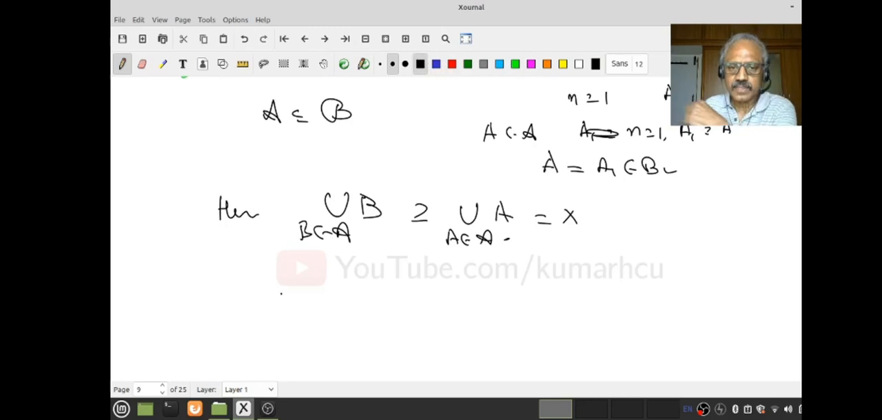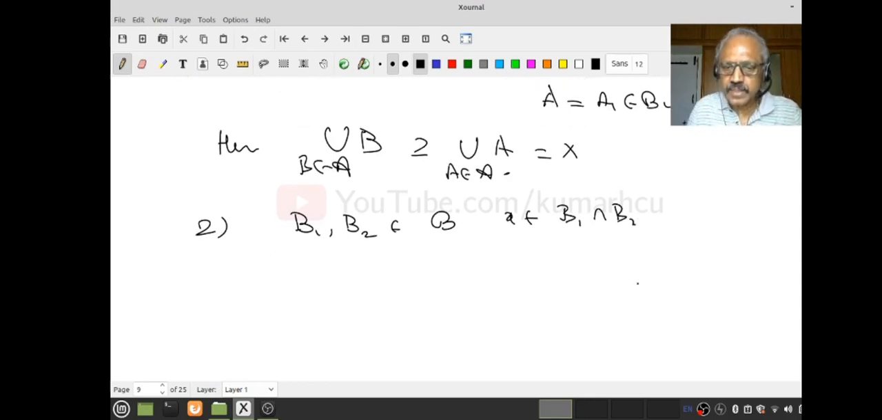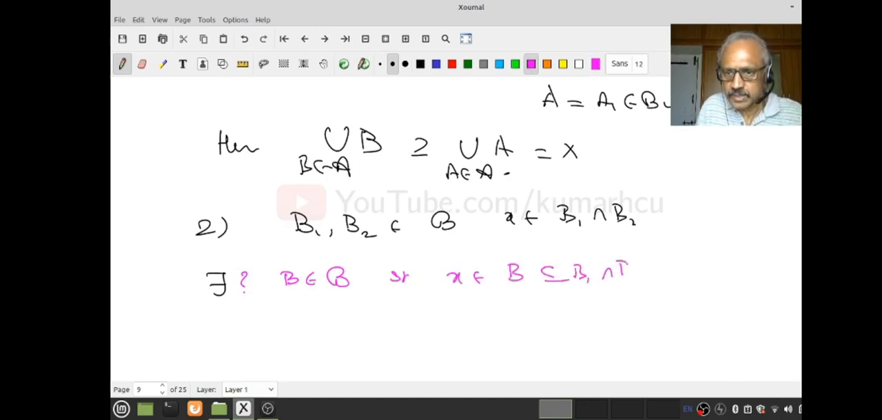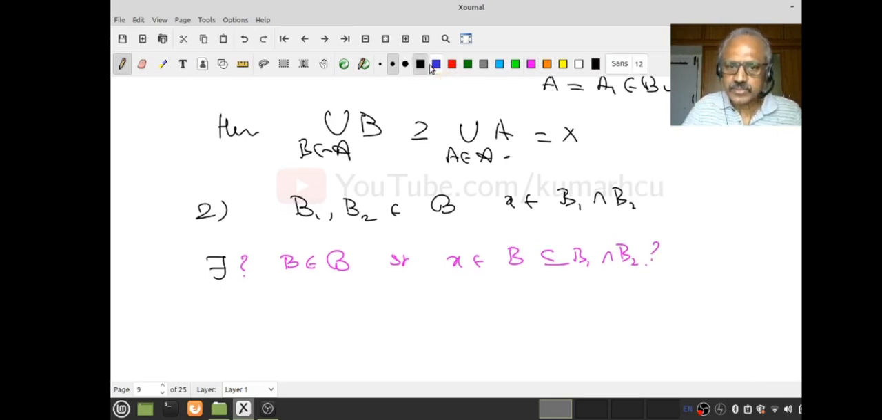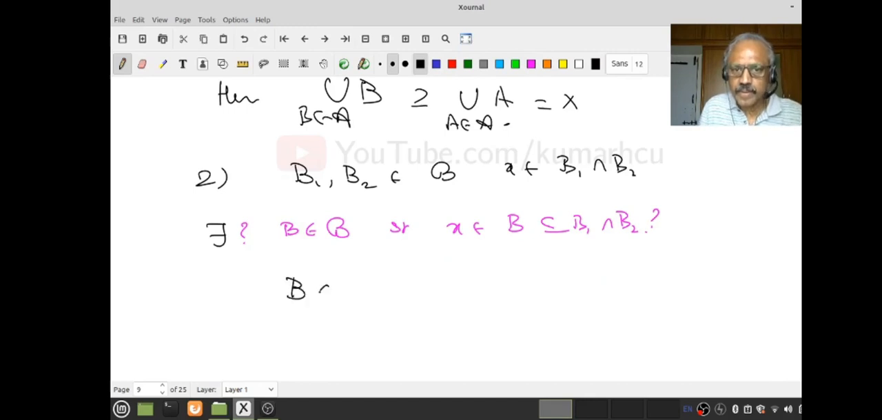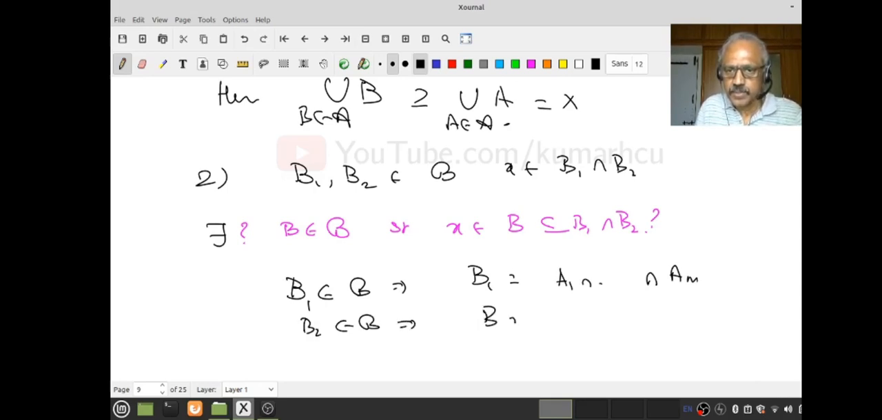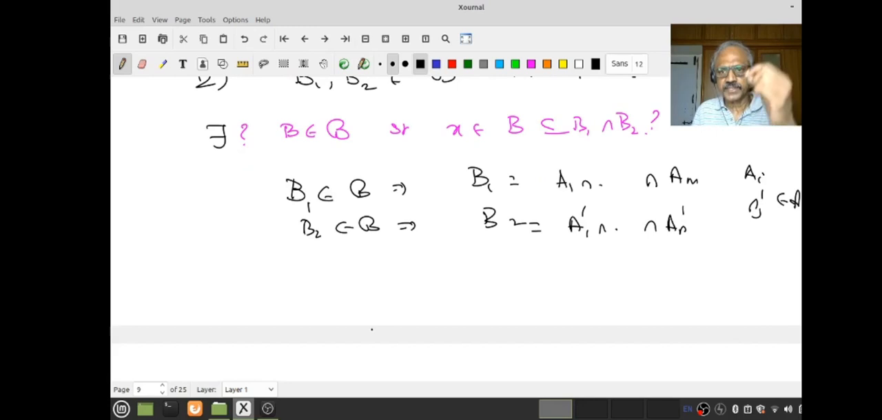And second, that's still easier. Suppose B1 and B2 belong to script B. Then what do I do? Let x belong to B1 intersection B2. Then I want to know whether there exists a B in script B so that x belongs to B and B is contained in B1 intersection B2. Yeah, but that's very easy. Why? B1 belongs to script B. That implies B1 is already of the form some A1 intersection ... intersection AM, and B2 belongs to script B. That implies B2 is of the form some A1 dash intersection ... intersection AN dash, where the Ai and Aj dash are all in script A. Because remember, B1 and B2 must be finite intersections of elements coming from script A.